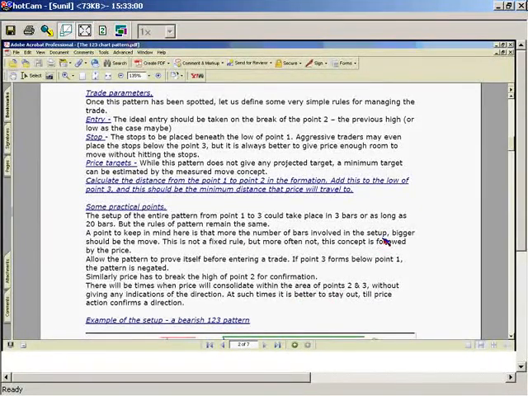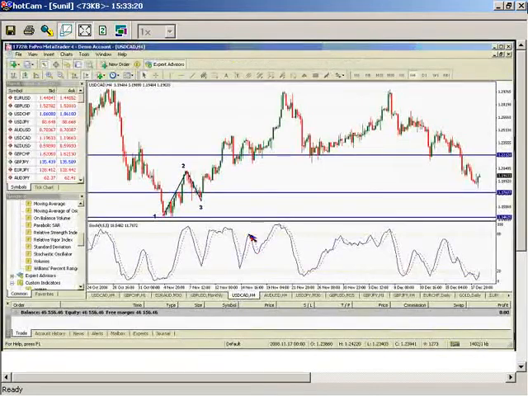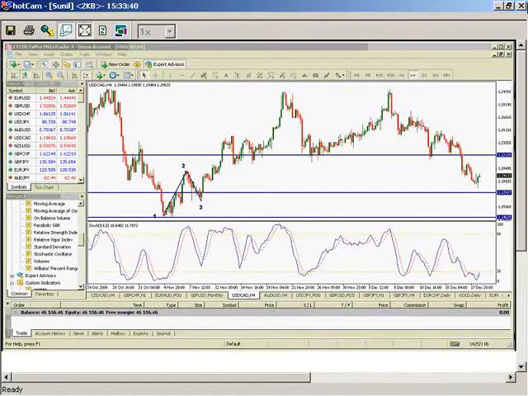There will be times when price will consolidate within some areas without giving any indications of the direction. At such times, it is always better to stay out till price action confirms the direction. So if you come across a 1, 2, 3 pattern where you're looking at some kind of consolidation after this, say after your point 2, you have price going in a consolidation for quite some time and it refuses to break out, it's better to leave it and go somewhere else. Look for some other patterns. Consolidation usually negates the pattern or dilutes the effectiveness of the pattern.